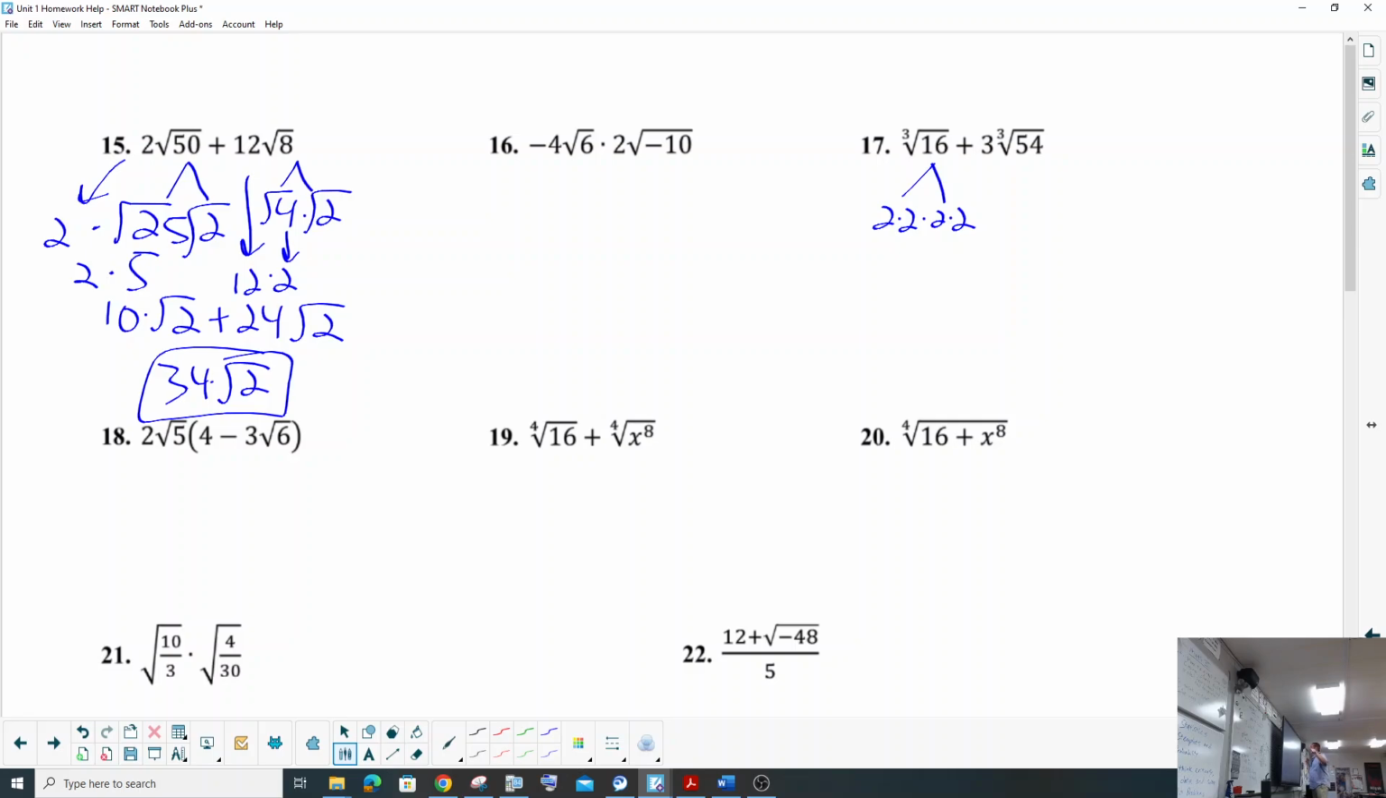Pause me. Try it on your own. 54 breaks down into 9 times 6, which breaks down into 3 times 3 times 3 times 6. 3 times 3 is 9, and 6 breaks down into 3 times 2. Let's go! So remember, it's a group of 3 2's that you need to pull out of the cube roots. So we're going to pull a 2 out, and what's left is the cube root of 2, okay?